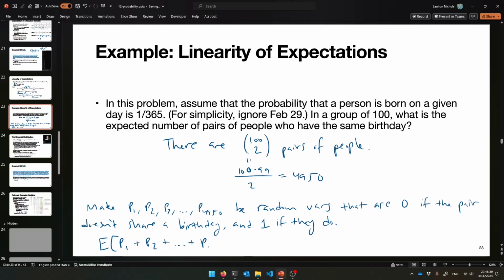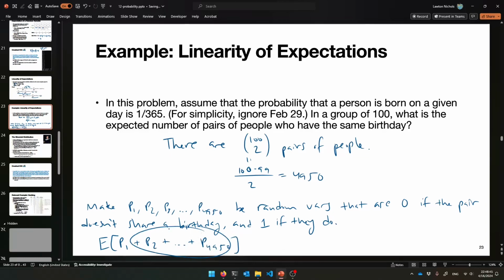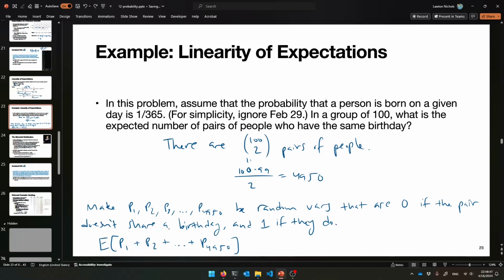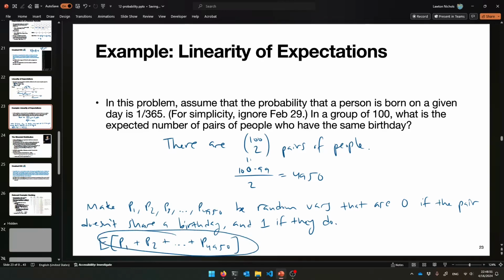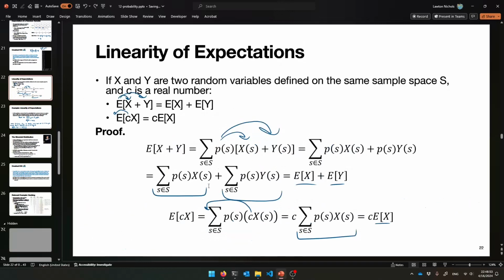Because sometimes it'll be 1 if they share, and it'll be 0 if they don't. So on average, what is this sum? Because that'll tell me how many pairs shared a birthday. And so I can now use linearity of expectation on this. If you want the expected value of a sum of random variables, you can bring the expectation into each of them.